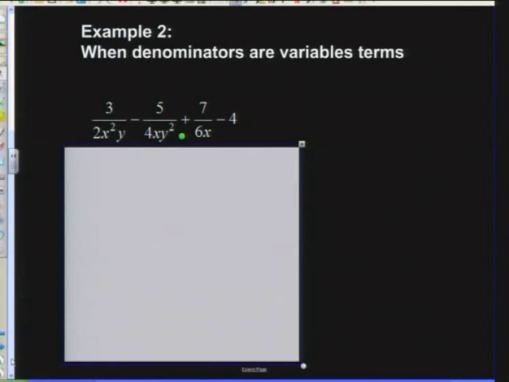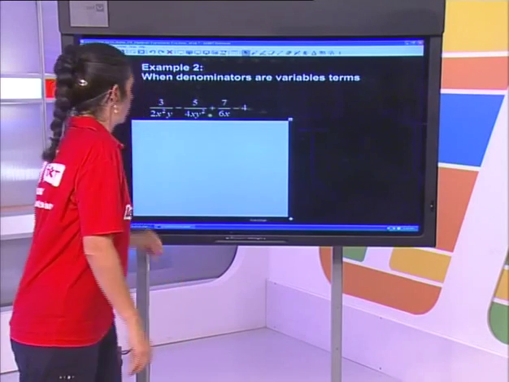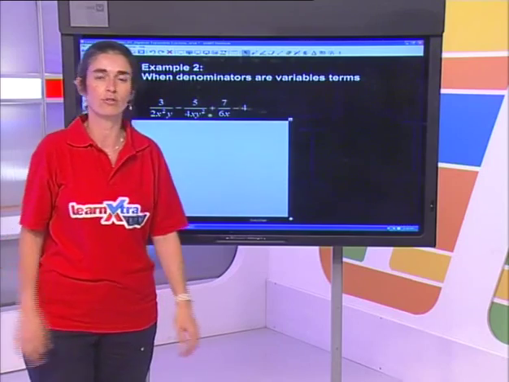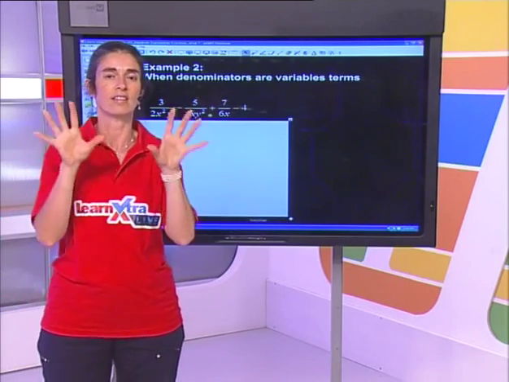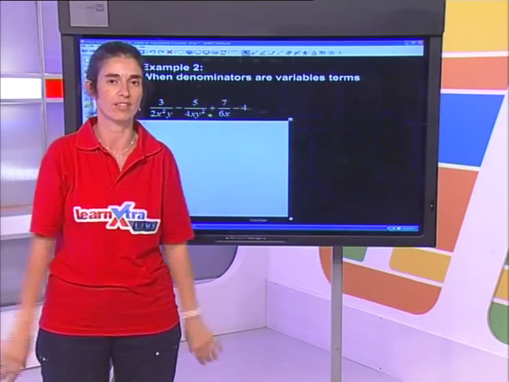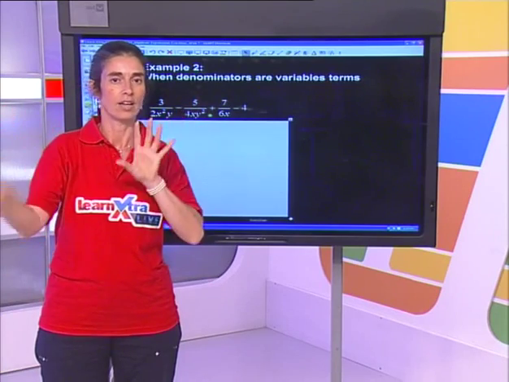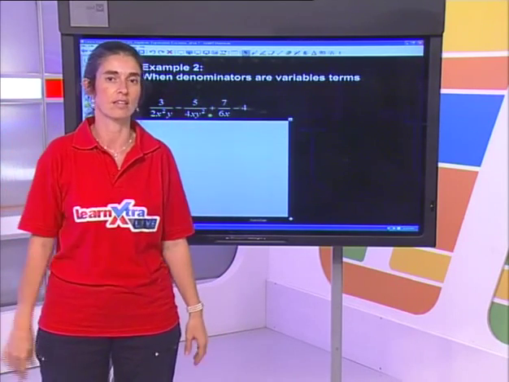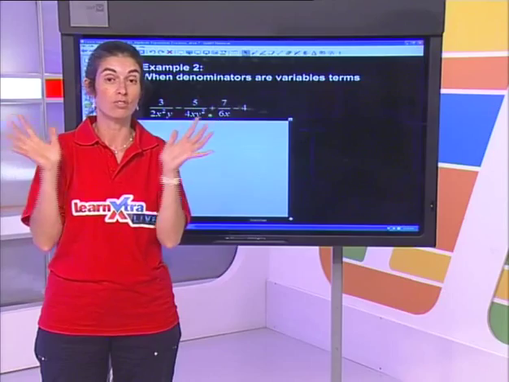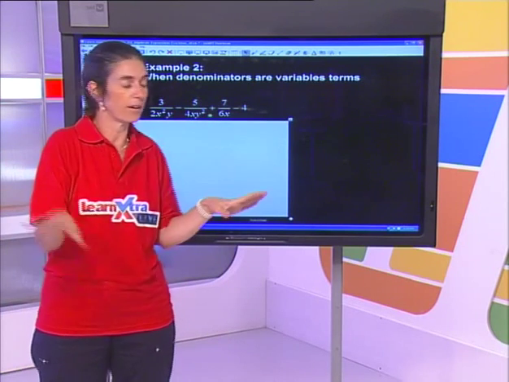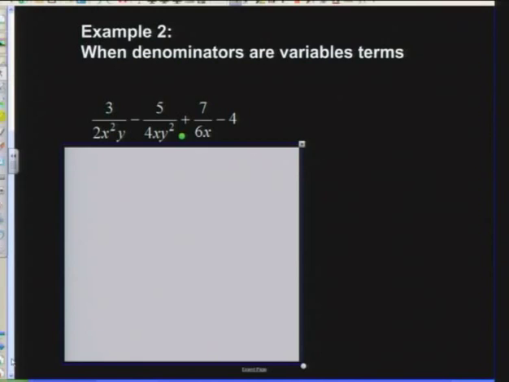We've got 2x squared y, 4x squared y squared, and 6x. Deal with one thing at a time. Let's deal with the coefficients first. So we've got 2, 4, 6. What is the common multiple between 2, 4, 6? It's not 2, it's not 4, it's not 6. If you are struggling to find it, then you can multiply all the numbers together. So it's 6 times 4 is 24, times 2 is 48.